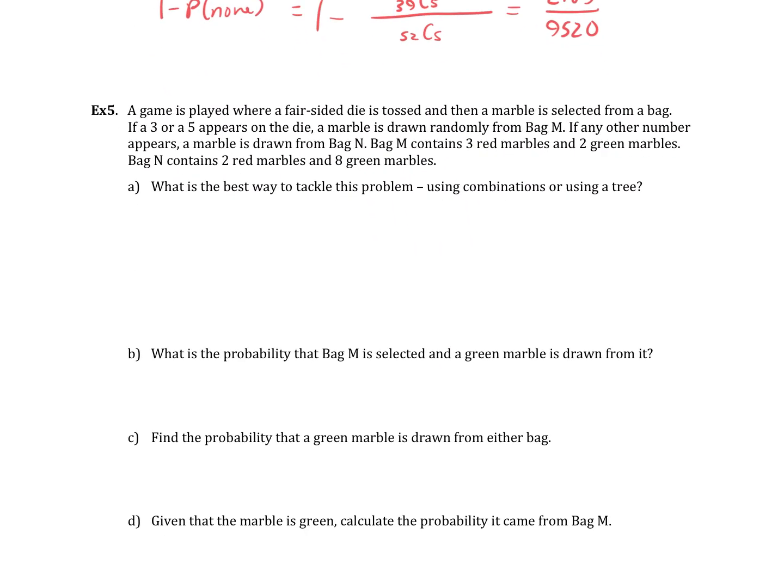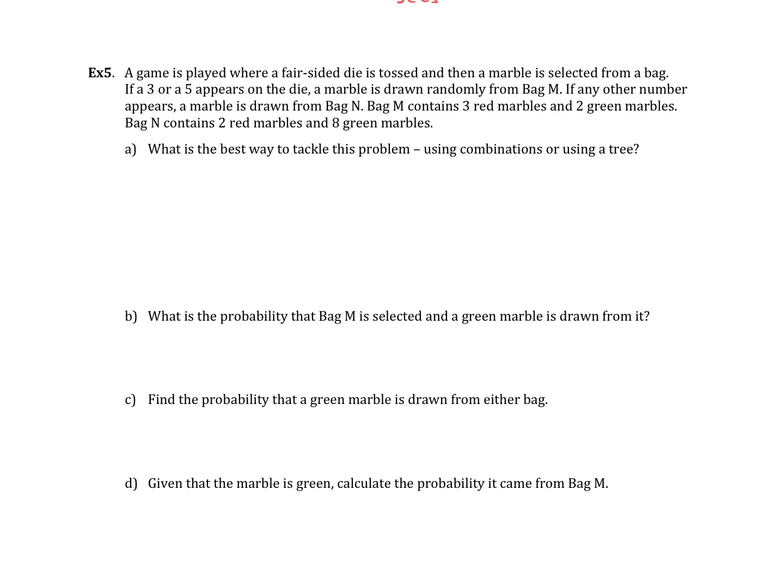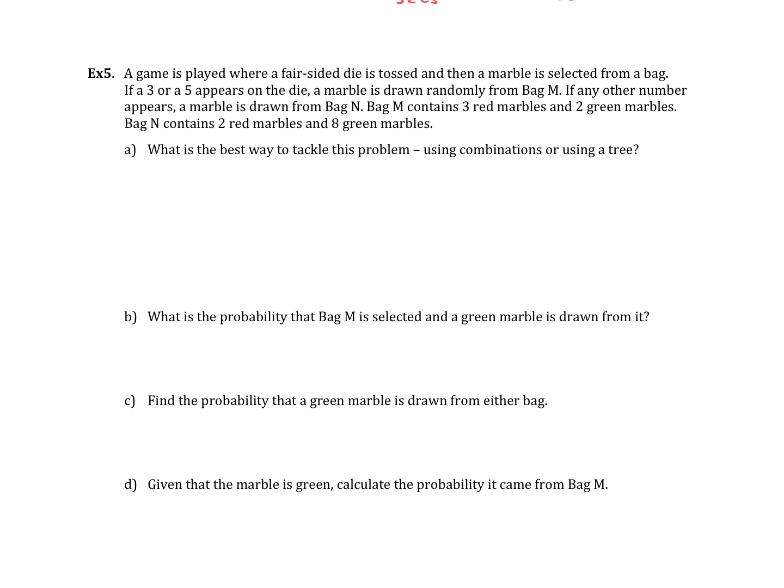A game is played where a fair die is tossed and a marble selected. There's a lot of complicated stuff going on. Yeah, we should probably do this together. What's the best way to tackle this problem? Combinations or a tree? I would say tree, because we have a die and then a marble, and there's stuff going on. So let's do this tree.